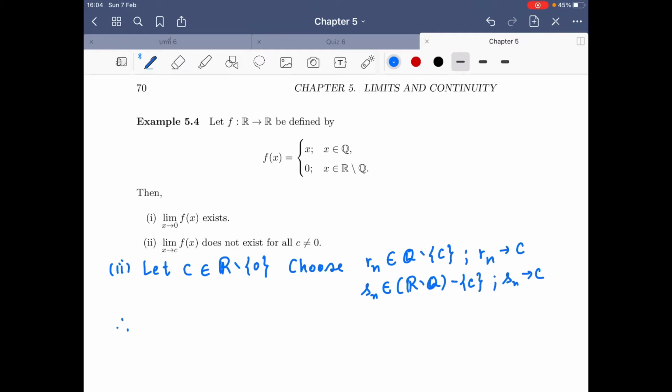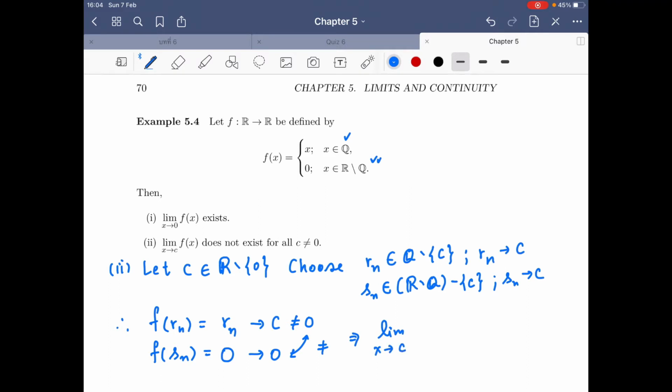We can say that f of Rn, because Rn is all rational, takes value Rn, which goes to c, and this one is not 0. However, f of Sn, which is irrational, takes value 0, which goes to 0. So of course they are not the same. So it means that the limit as x goes to this particular point c rather than 0 of this function does not exist.